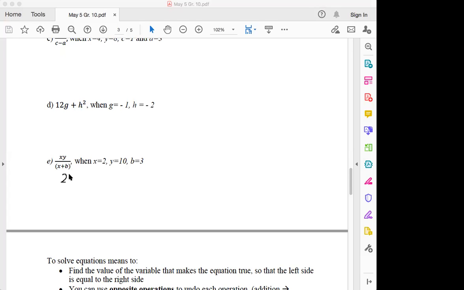Y, which is 10. So we'll do times 10 over 2 plus 3. So again, you want to do your numerator and your denominator. So 2 times 10 gives us 20. 2 plus 3 is 5. So 20 divided by 5 gives us 4.